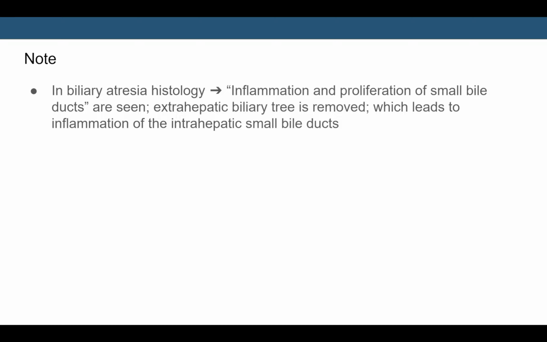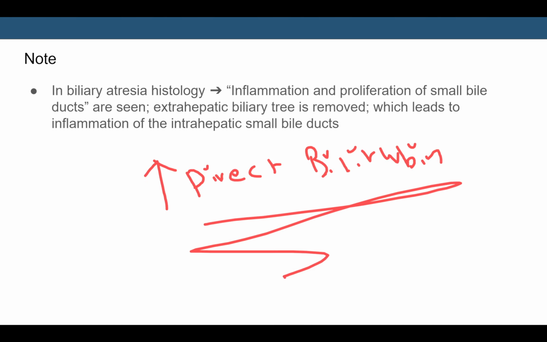In biliary atresia, which occurs in babies, you're going to see an increased level of direct bilirubin. In its histology, what are you going to see? You're going to see inflammation and proliferation of small bile ducts. So the extrahepatic biliary tree is obliterated. That's going to lead to inflammation of the intrahepatic small bile ducts.